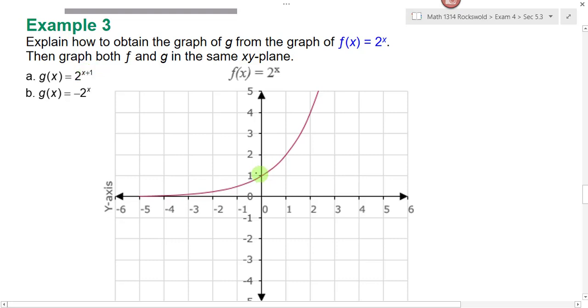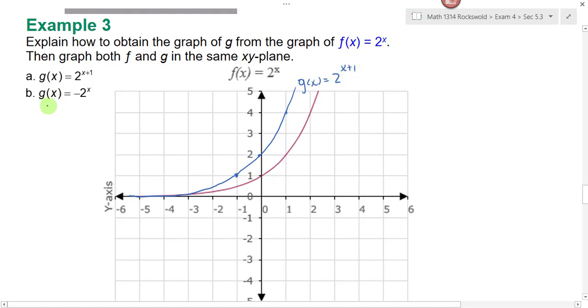That means that I take this point and I move it to the left 1 unit, and then I can take this point and move it to the left 1 unit, and this point and move it to the left 1 unit, and then connect the dots and sketch in my curve for Part A. This would be the graph of g(x) equals 2 raised to the x plus 1 power.